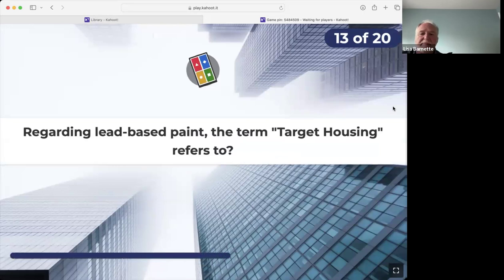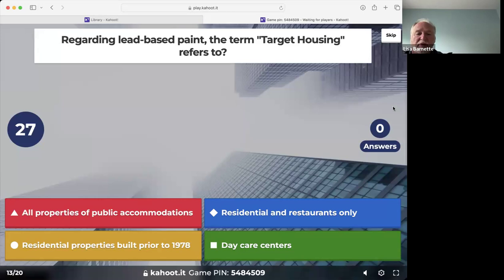Question number 13. Regarding lead-based paint, the term target housing refers to, is it A, all properties of public accommodations, B, residential and restaurants only, C, residential properties built prior to 1978, or D, daycare centers? Take your time on this one.